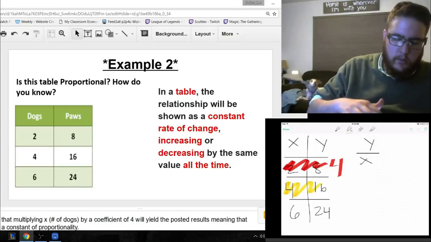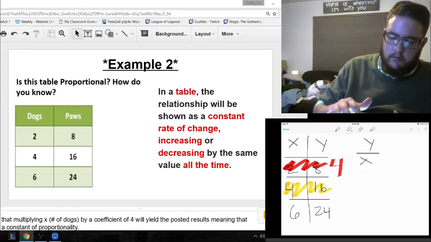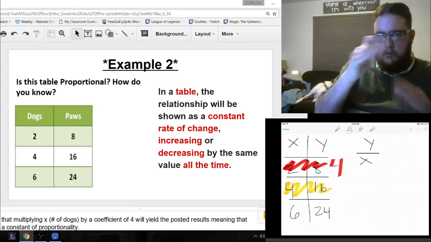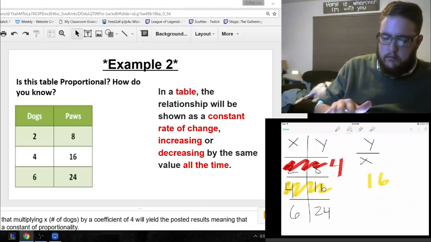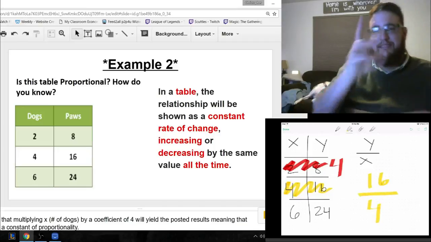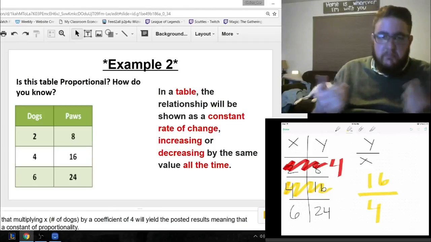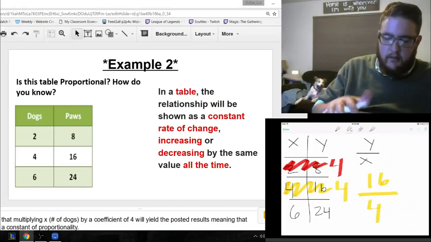So now we'll do the same thing for the second pair. We'll substitute 16 in for y in the numerator and 4 in for x in the denominator. 16 divided by 4 is also 4.